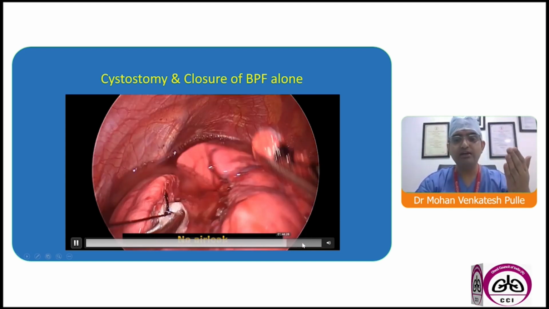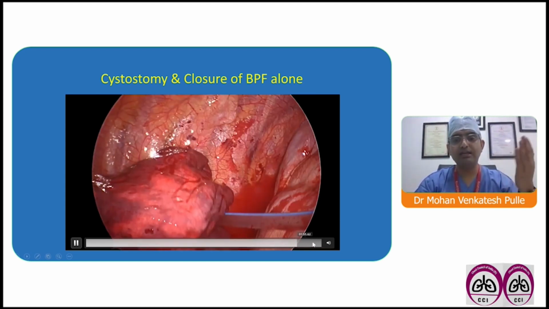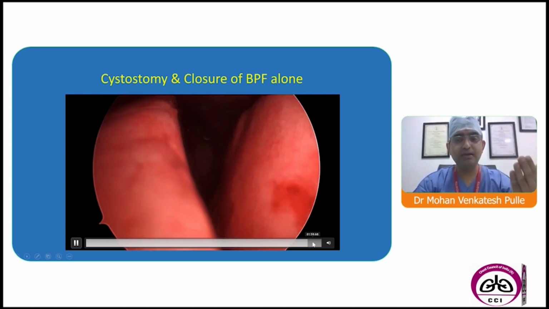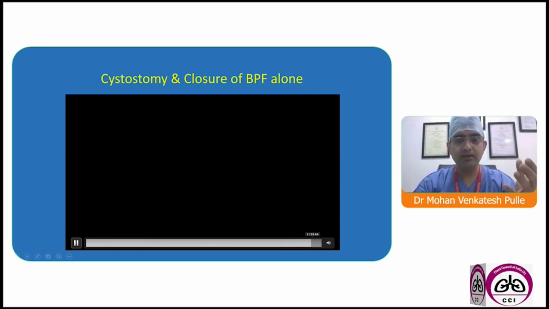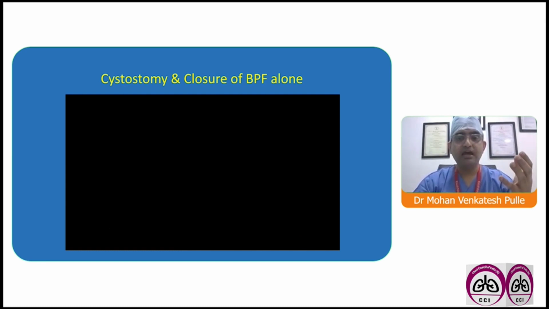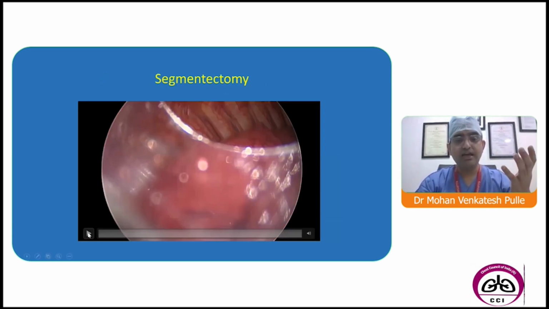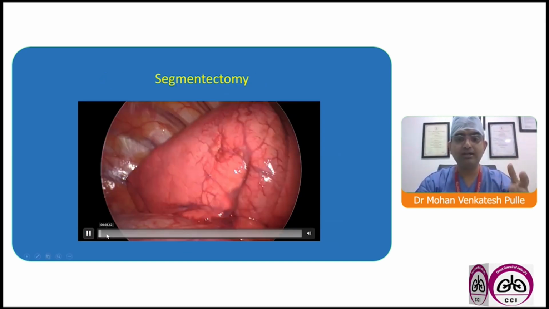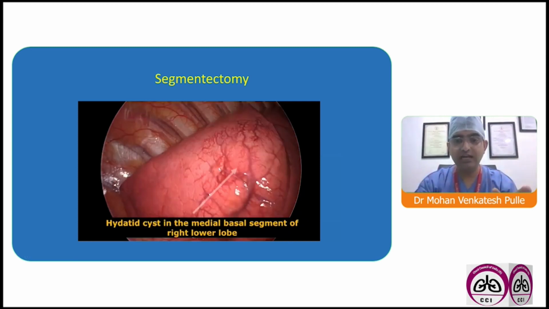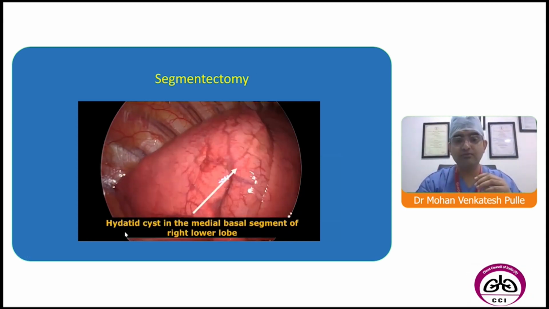There is no air leak, so you can put in a drain and come out. The lung is completely expanded. So this is a method of dealing with the peripheral hydatid cyst. The last one is segmentectomy, where one of the segments is completely involved. You can see the lung is very angry looking. It is involving the anterior basal segment of the right lower lobe.